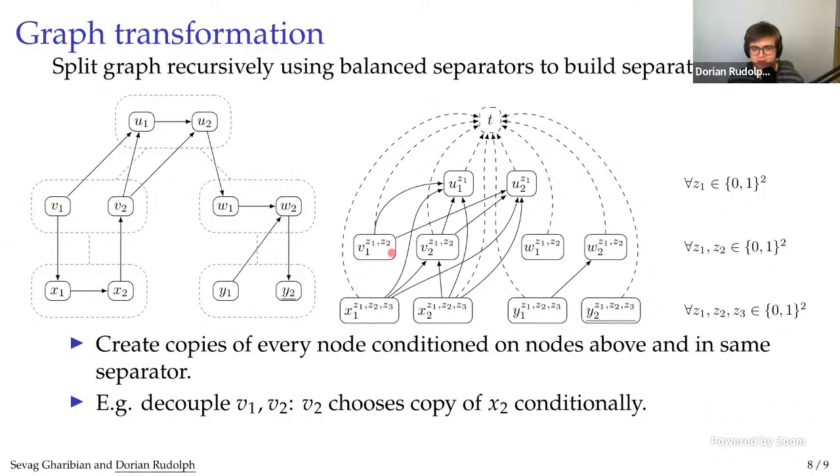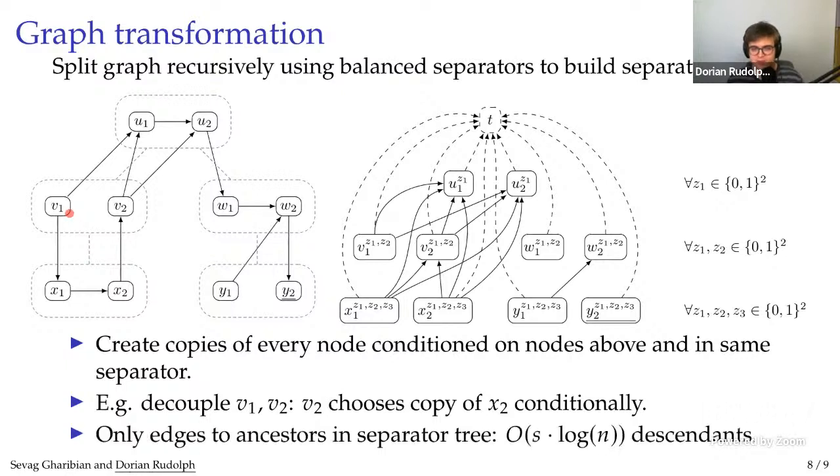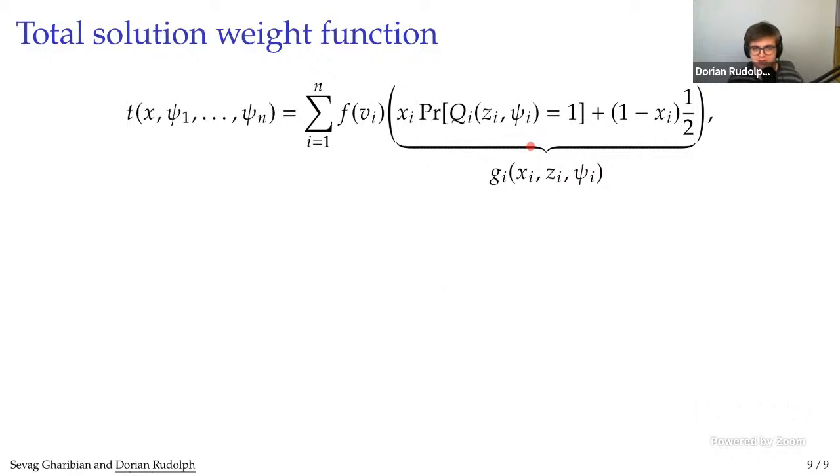And now in the transformed graph, V2 chooses a copy of X2 conditionally. And so there's no longer this dependence of V2 and V1. And hence, there are only edges to ancestors in the separator tree. And each node has therefore O of S times log n descendants, which polynomially bounds the weighting function. Lastly, here's the total solution weight function in more detail.